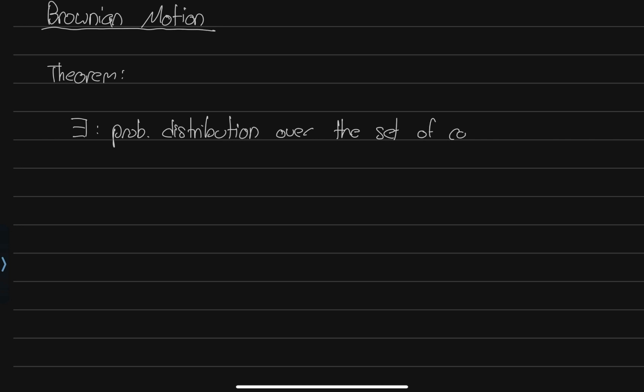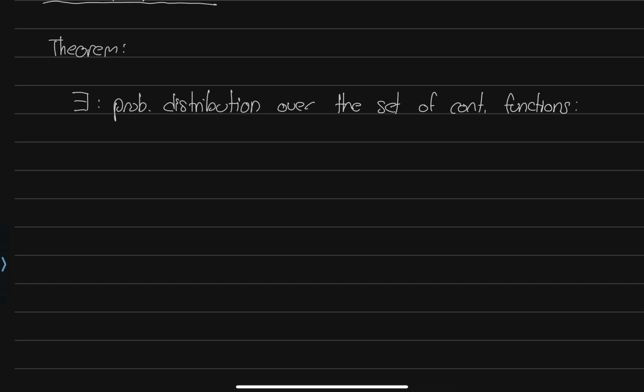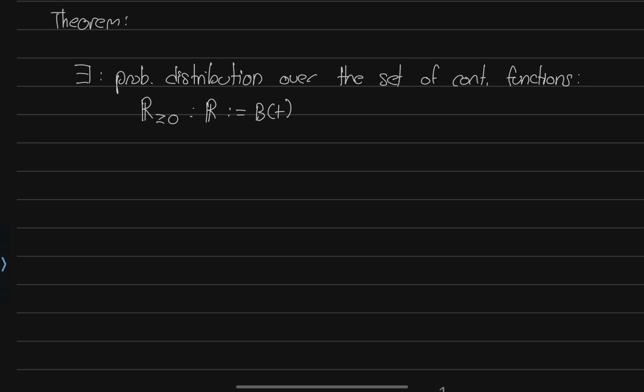So there exists a probability distribution over the set of continuous functions with the domain R, all real numbers, which is greater than 0, mapped to the set of all real numbers, which defines our Brownian motion as a function of time. Okay, cool.